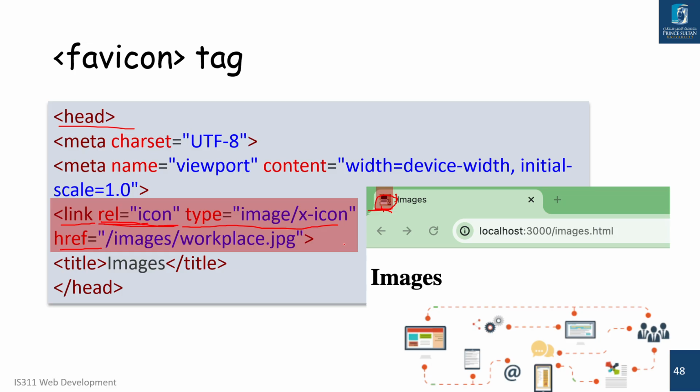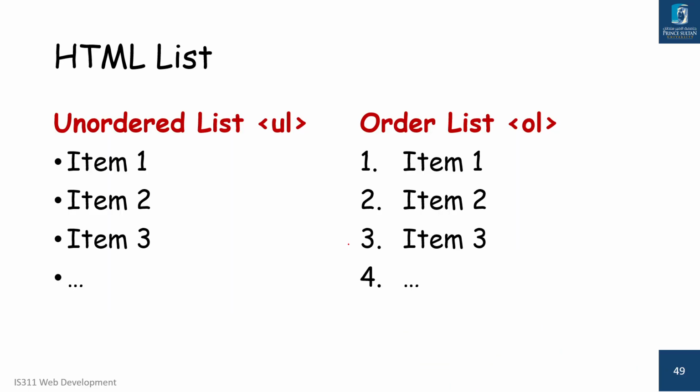Before we jump into the HTML list, that's enough for imaging: images, map images, animated images. You can show that image inside the fav icon. So now we will talk about the list.